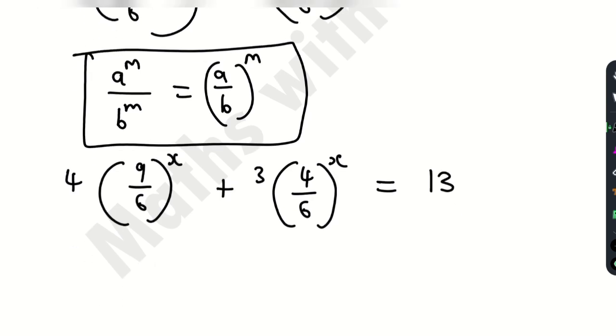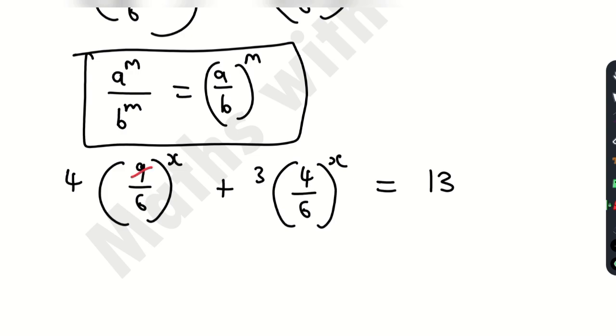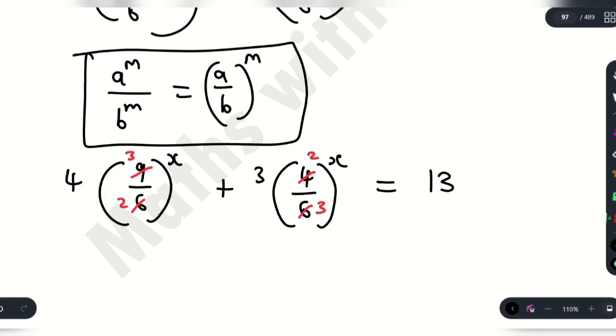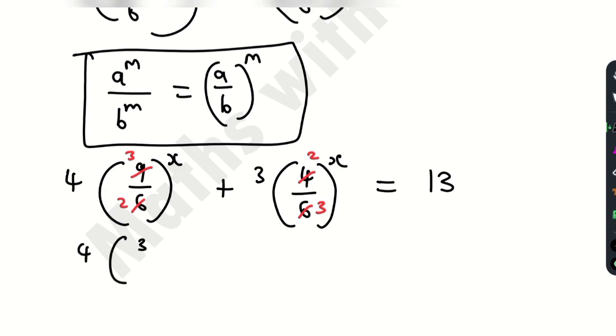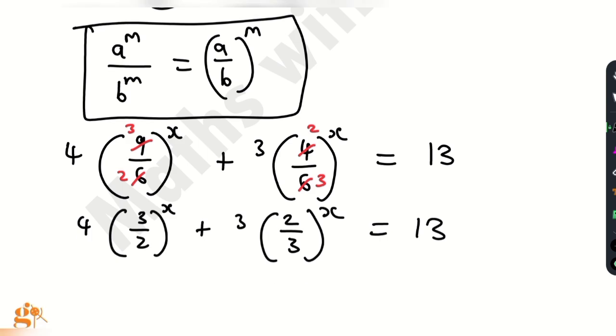I can simplify what I have in the bracket, as you can see. So here, 3 here is 3. 3 here is what? 2. What about this? 2 here is 2. 2 here is what? 3. Okay, good. So I now have what? 4 bracket 3 over 2 raised to the power of x plus 3 bracket 2 over 3 raised to the power of x is equal to 13.